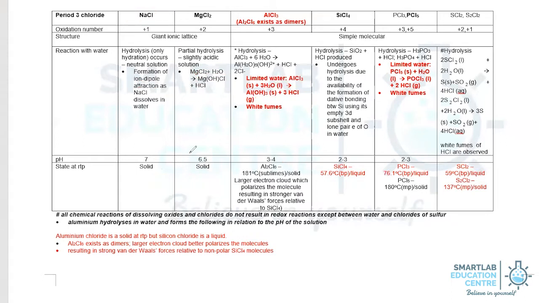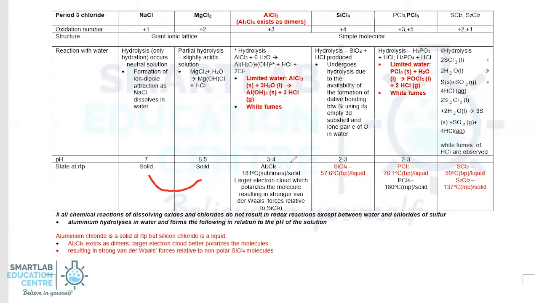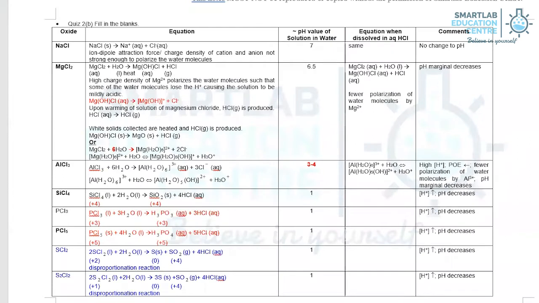Finally, let's take a look at the states of the chlorides. Obviously, for those that are ionic, they're all solid. In the case of Al2Cl6 and PCl5, they're both solid because of the large electron cloud that they have. And SiCl4 is actually a volatile liquid, similarly to PCl3. Now let's take a look at the equations.